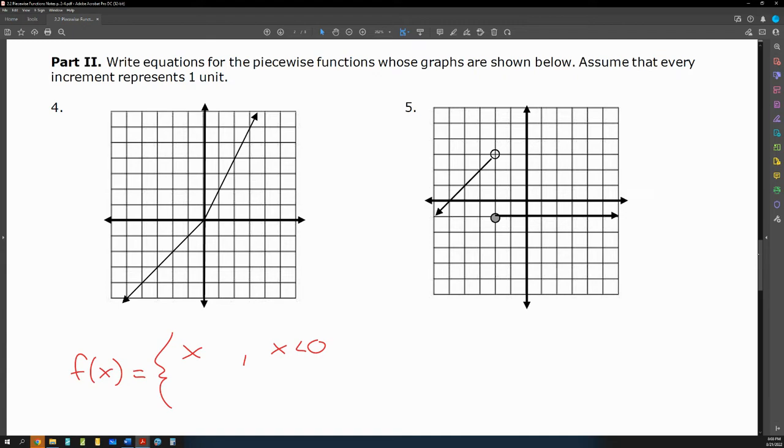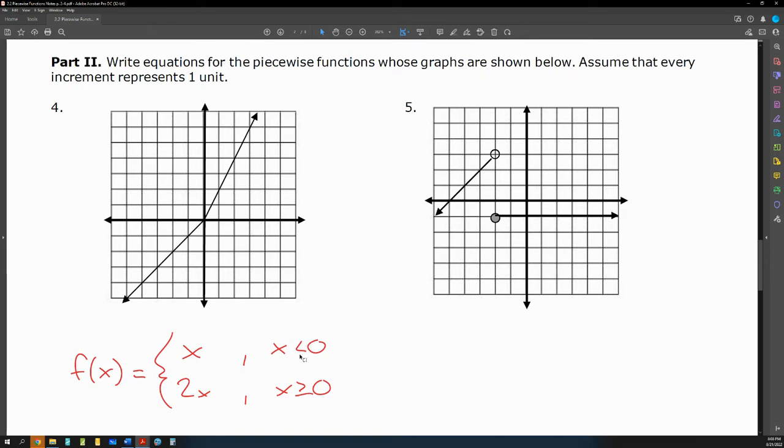For the second piece, we have another linear piece, but this time the slope is positive 2. We go up 2 and to the right 1, and our y-intercept is 0. So this piece has the equation y equals 2x. For the domain, x is greater than or equal to 0. We're looking at all the values to the right of 0, and including 0.